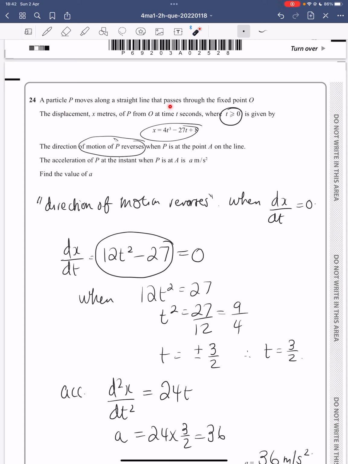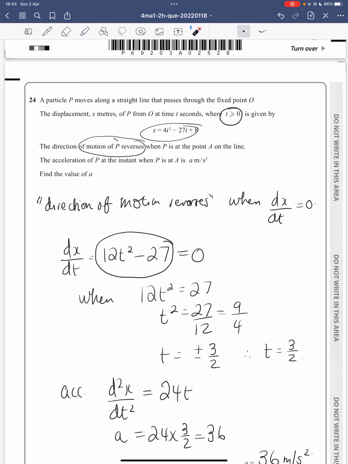Particle P moves along a straight line that passes through the origin. Displacement x of P from the origin at time t for positive t is given by x is 4t cubed minus 27t plus 8. Direction of motion of P reverses when P is at the point A on the line. I've circled all the important bits there for me. The acceleration of P at the instant when P is at A is a meters per second squared. Find the value of A.